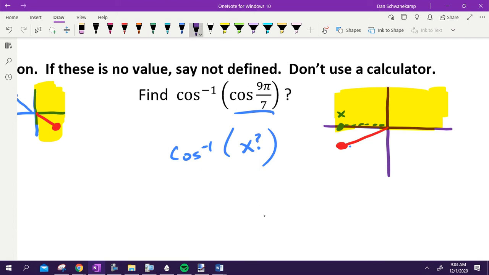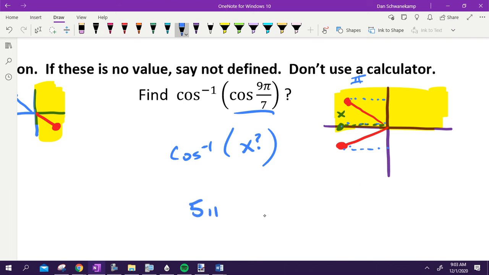So if it's negative, that means I'm probably going to live here in quadrant 2. When is this x value going to be the same distance? Probably like right there, right? That x value is the same distance. It's that same value as all those x values are the same, but now it's in the second quadrant. What angle is it going to be if it's now in the second quadrant?